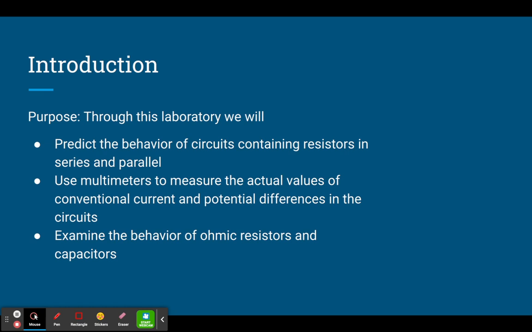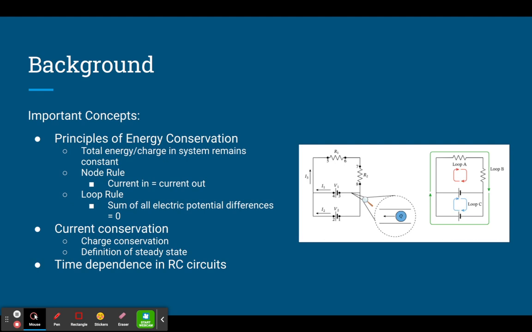So, in terms of introduction, the purpose of this laboratory is to be able to predict the behavior of circuits containing resistors in series and parallel, use multimeters to measure the actual values of conventional current and potential differences in the circuits, and examine the behavior of ohmic resistors and capacitors.